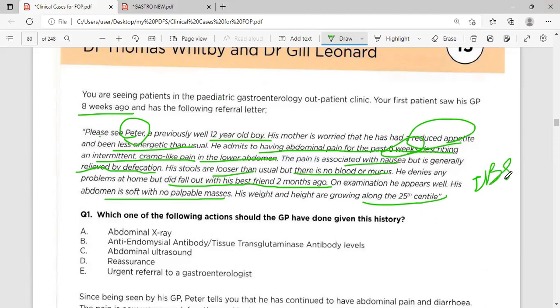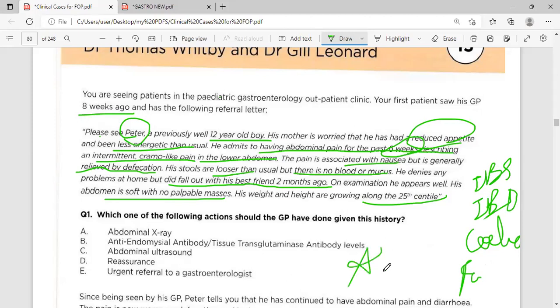Okay, one is saying IBD, one is saying IBS. Okay, very good. You are having more idea. Functional abdominal pain. Okay, celiac disease. Another one is functional abdominal pain. Abdominal migraine. Okay, these are the causes of chronic abdominal pain.